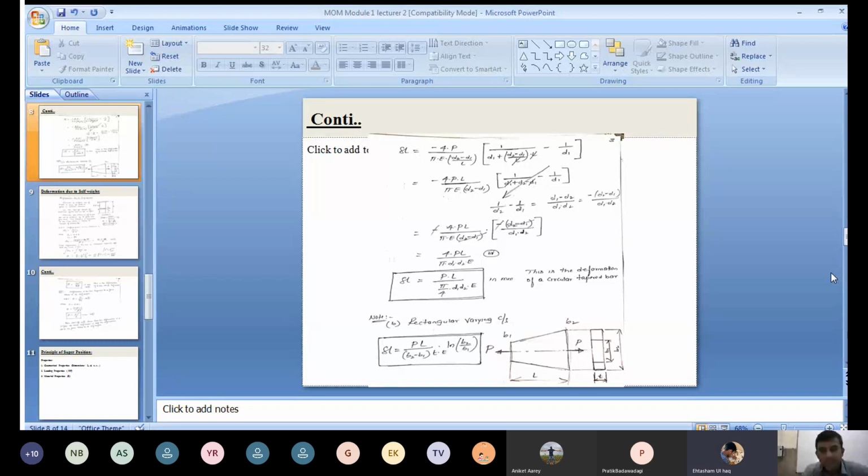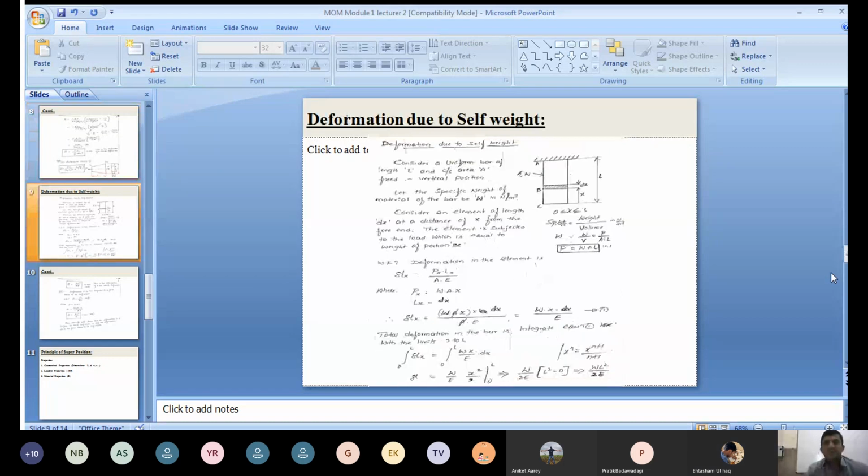Sir, shall I continue? Okay, sir. The last one, one more derivation is there. That is deformation due to self-weight. Sorry for the interruption.